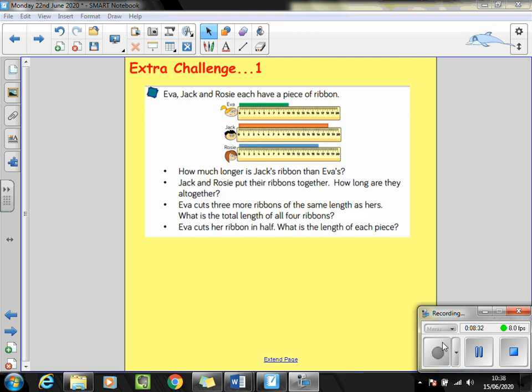Eva cuts 3 more ribbons of the same length as hers. What is the total length of all 4 ribbons? Eva cuts her ribbon in half. What is the length of each piece?